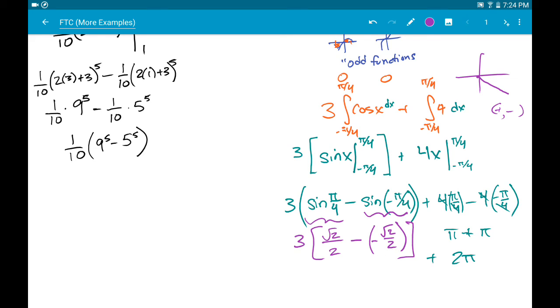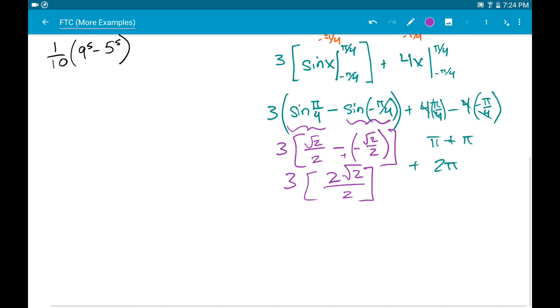We have a 3 out here. And so I've got 2 rad 2, because this becomes a plus, over 2. And then that's multiplied by 3. And so let's wrap this puppy up. We got 3 rad 2 plus 2 pi after all that.